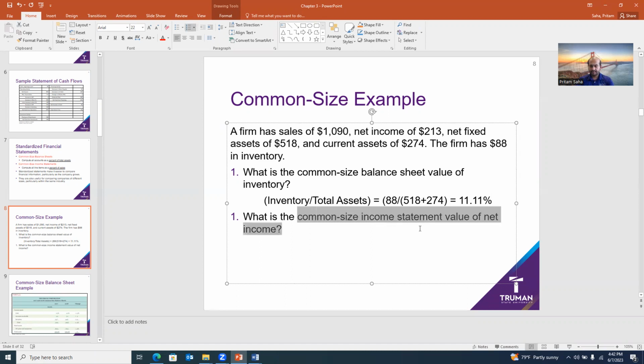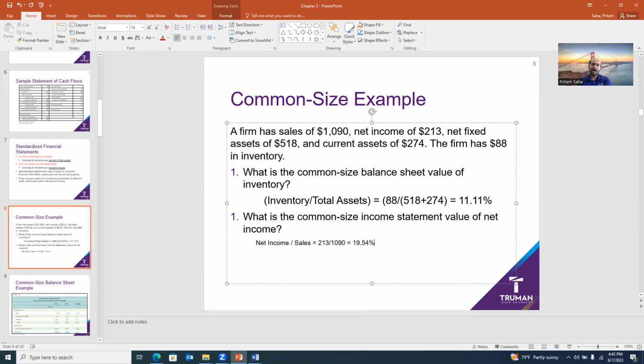Now, the common size income statement value of net income. So all the accounts of the income statement should be converted by what? Sales, right? So net income should be converted by sales, right? So net income is basically 213 divided by sales, which is 1090. So that should be 19.54%. Makes sense.